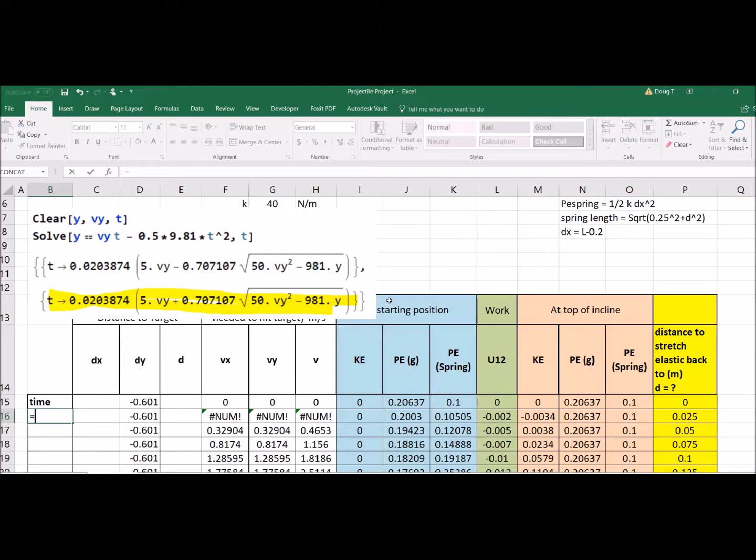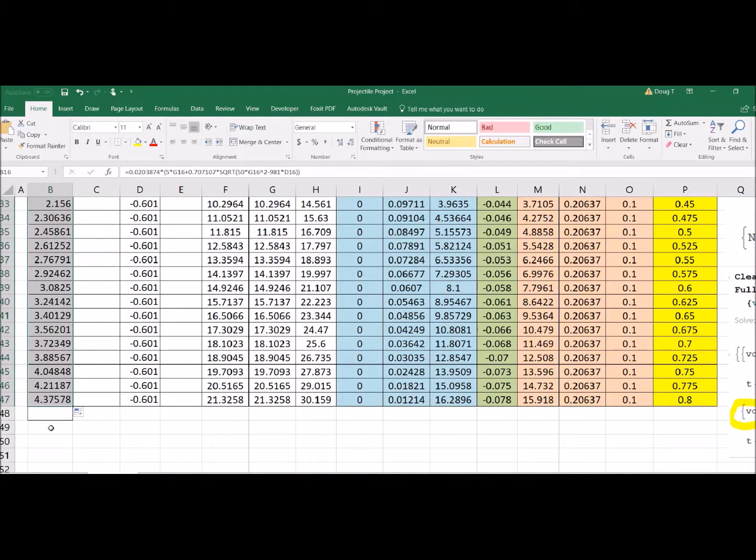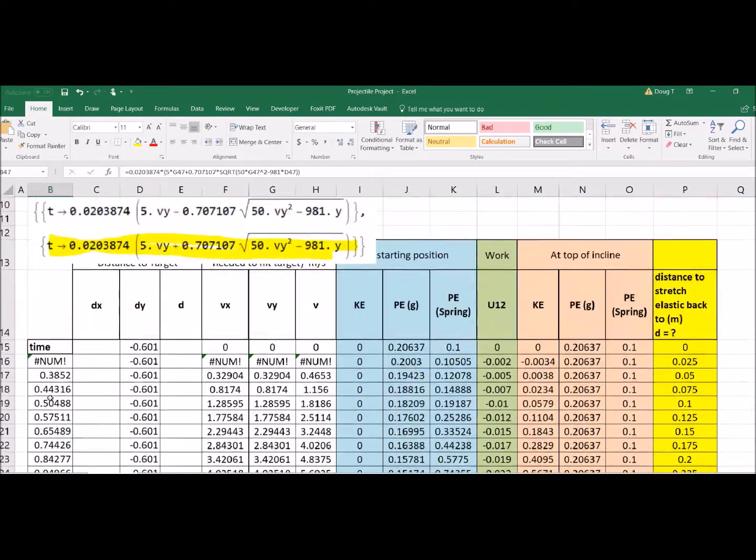So we have equals, and then for every single Vy we have, we're going to plug in our Vy's. And this is the quadratic formula. We want positive times, so I'm going to do the plus version. Okay, so there's how many seconds it takes to fall.